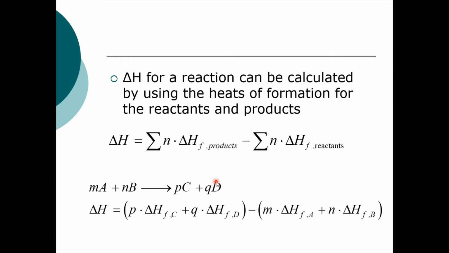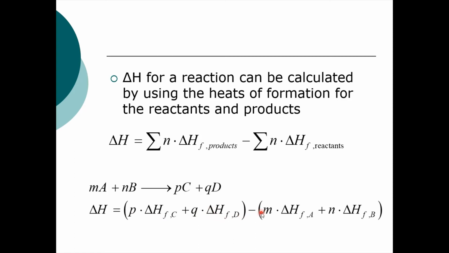Here's a hypothetical chemical reaction. Let's say we have substance A reacting with substance B, going to form substance C plus D. Let's say that the coefficient for A is m, the coefficient for B is n, the coefficient for C is p, and the coefficient for D is q. I'm going to look up the heat of formation for each of these. My delta H for this reaction is going to equal, remember we start off with the products and subtract the reactants, the heat of formation of C times p, because p is its coefficient, plus the heat of formation of D times q. Those are my two products, and each one I multiply by its particular coefficient.